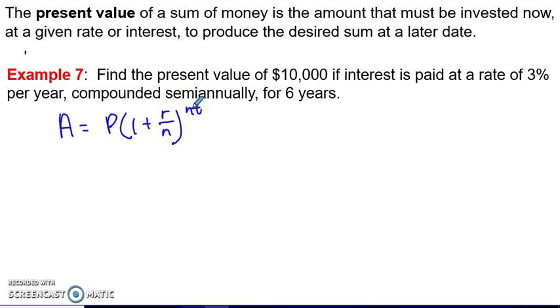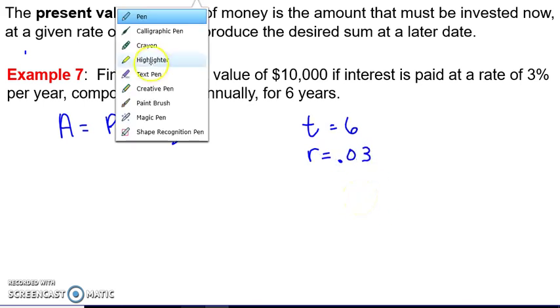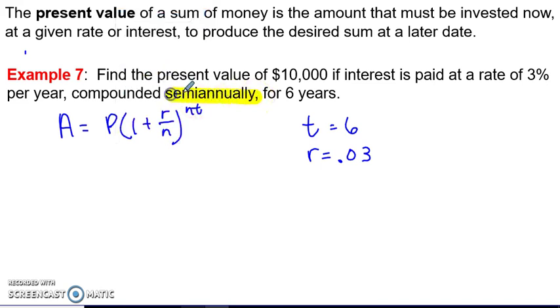Pulling out some things that I already know. I already know the time is going to be 6 years. I know the rate is going to be 0.03. I know that this word semi-annually, semi means 2. So semi-annually means twice a year. So N is going to equal the value of 2.